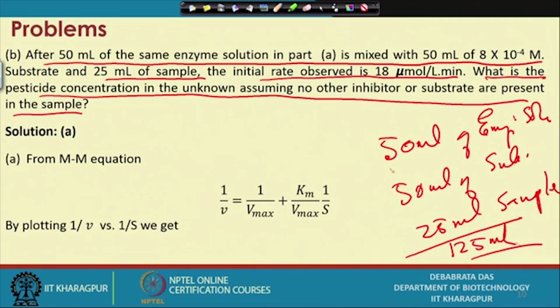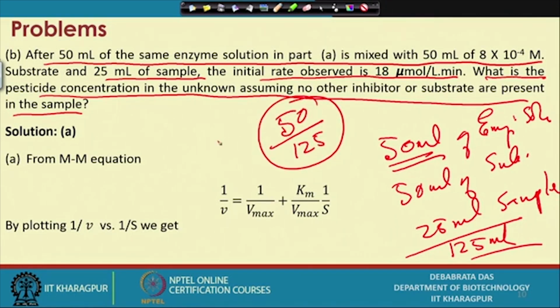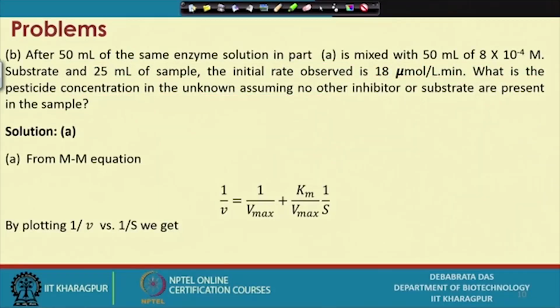So, when we use this enzyme solution, what dilution do we have? The dilution is 50 by 125. So, whatever substrate concentration we have is to be multiplied by this factor, and only then will we get the exact substrate concentration, and then we can find out exactly what the inhibitor concentration is. Let us see how we have solved that.